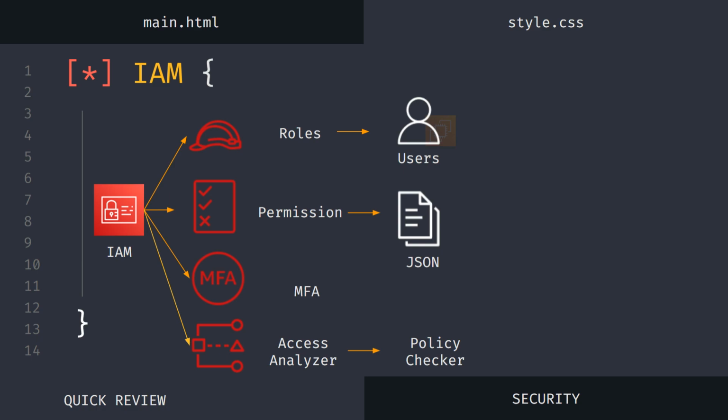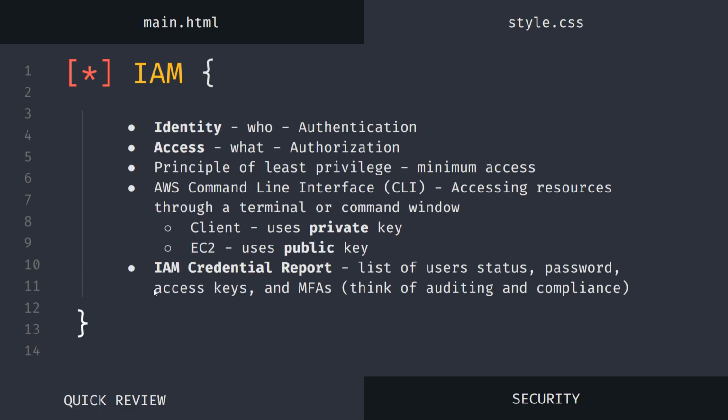Then you have your permissions, which is basically your JSON formatted document, which allows for these policies to apply for roles or whatever. Then you have your MFA, your multi-factor authentication. Then you have your access analyzer, which is your policy checker. Everything comes in a full circle.